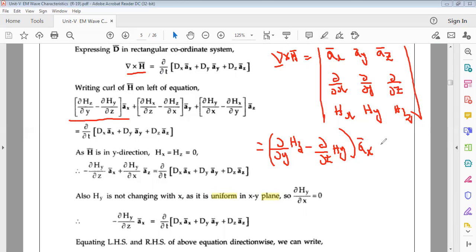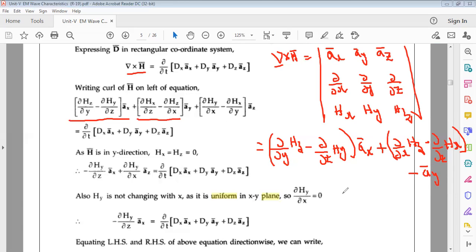For the second term, let me take the plus ay means dou by dou x into Hz minus dou by dou z into Hx, all multiplied with the minus ay bar. So minus you can multiply, it becomes a plus, and this term is a minus. So dou by dou z of Hx minus dou Hz by dou x into ay bar.